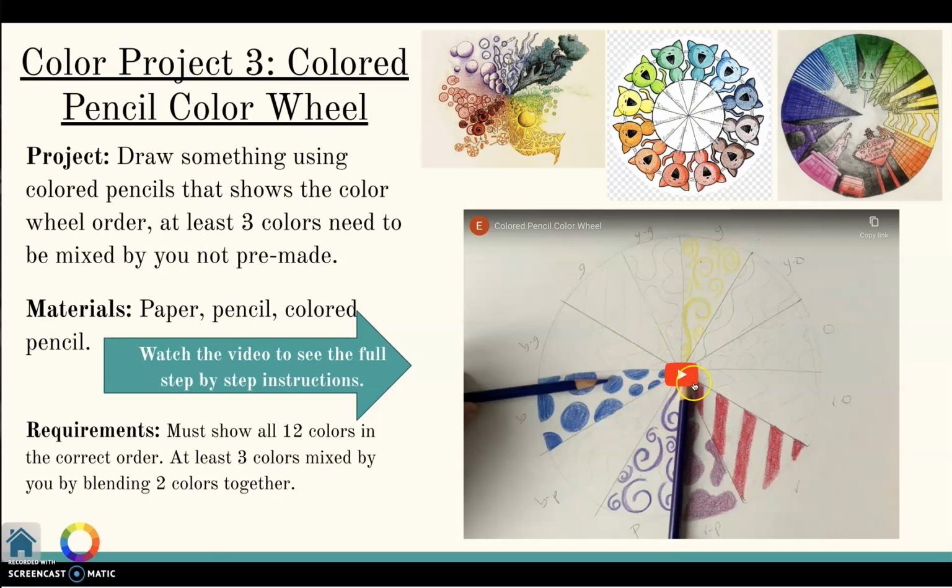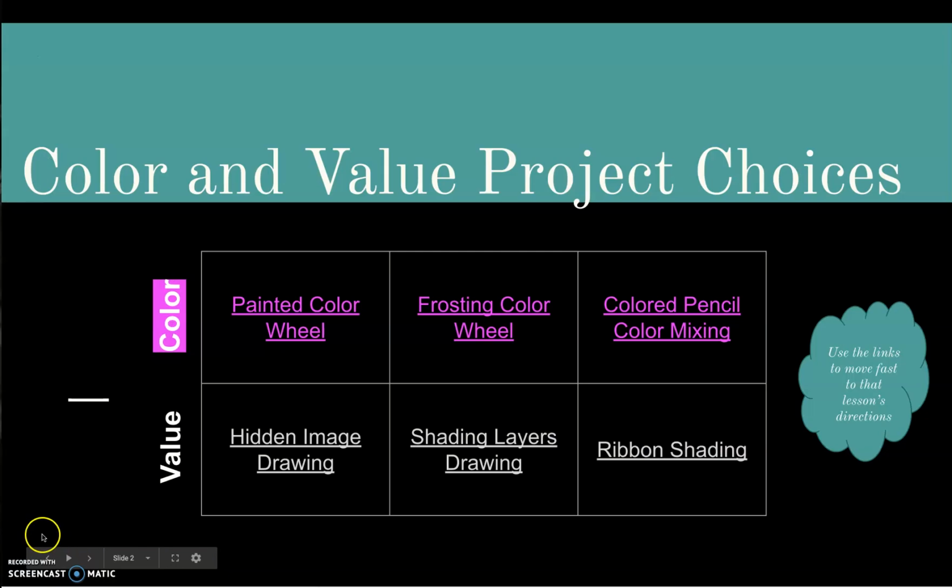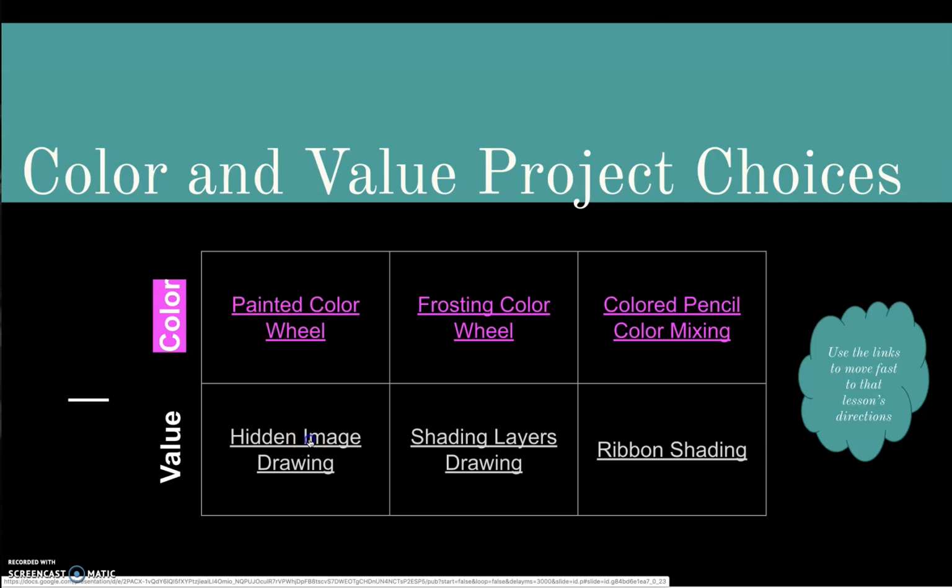Again, we got the video here, we got the requirements, a link to the color mixing guide, and back home. So this one, all you need is paper, pencil, and colored pencils. For value, there are 3 options as well. First one is the hidden image drawings. Let's click on that one.